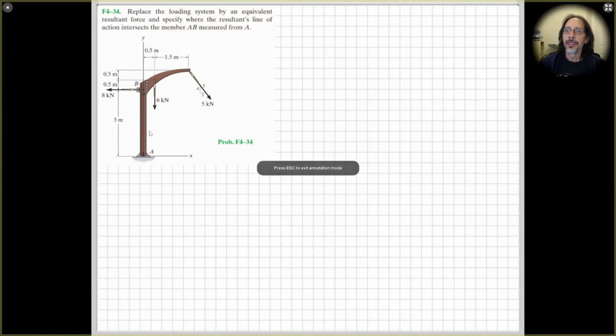We have a bolted structure connected to ground down here, and we've got some loads acting on it. So we've got 1, 2, 3 forces, and we're asked to replace the loading system by an equivalent resultant force and specify where the resultant's line of action intersects the member AB measured from A. So 3 forces, we want to replace those 3 forces by an equivalent single resultant force.